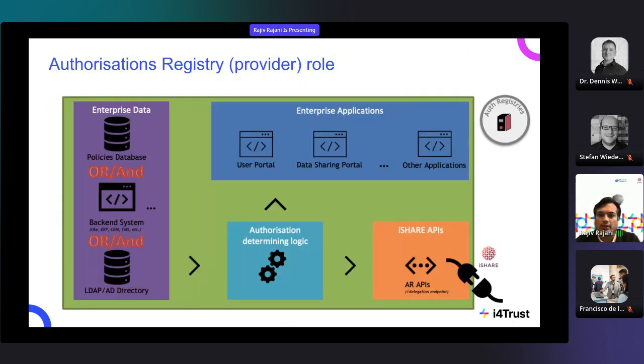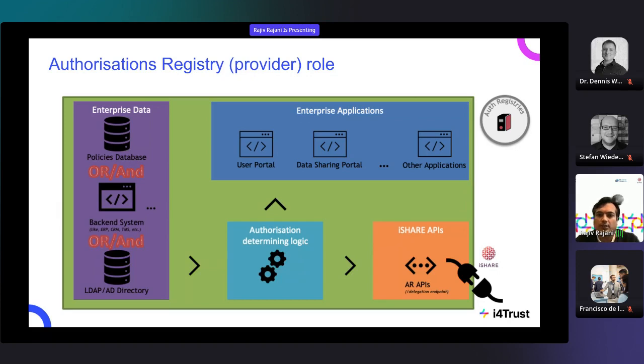The other role that is defined as a certified role in iSHARE is the authorization registry. The authorization registry provider role is basically a service provider who facilitates the entitled party to describe authorizations for its data to service consumers, right? And the authorization registry providers can choose how they implement the authorization registry itself.